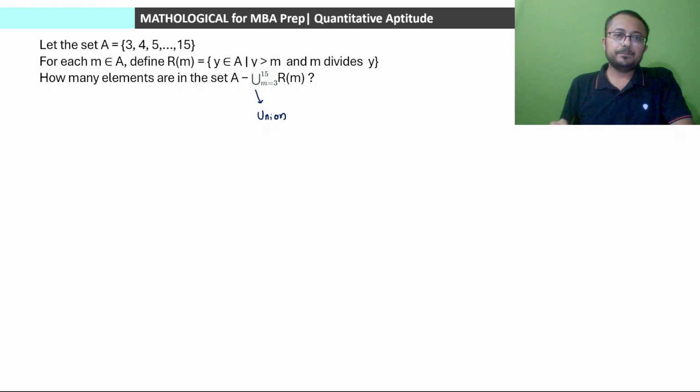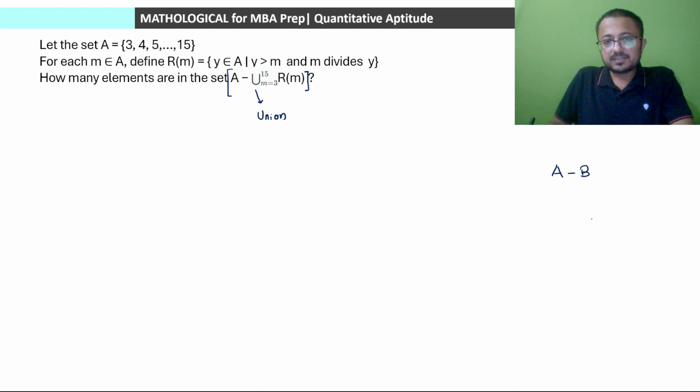Okay, and we have to find a result of set A minus union of Rm. So union of Rm, this is one set and we have to subtract that from set A. Set A minus B क्या होता है?